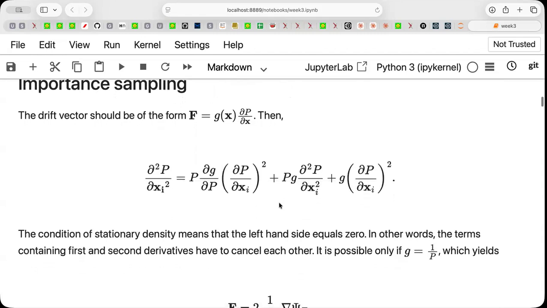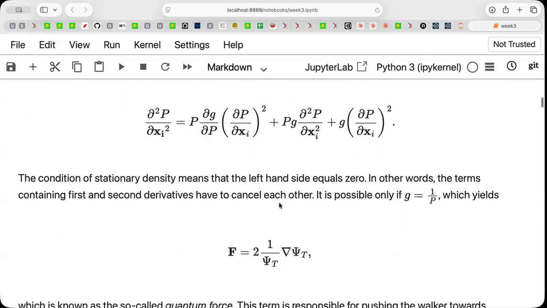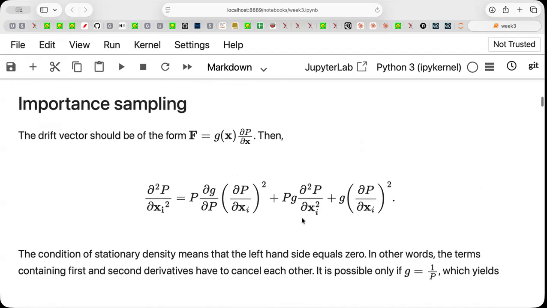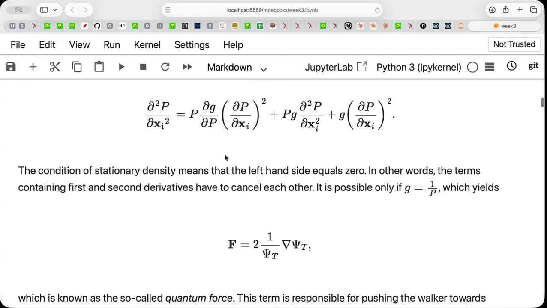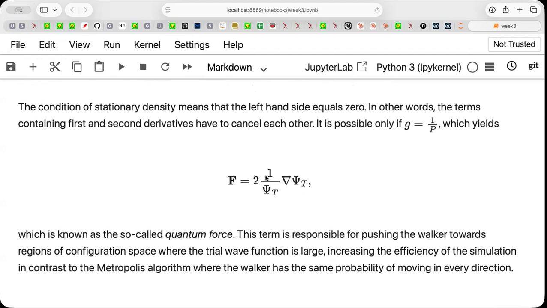Now, this means that if we allow P to be the quantum mechanical distribution, which is the wave function squared, then since G is 1 over P, you will find that this function F has to be equal to 2 divided by the trial wave function times the gradient of the wave function.